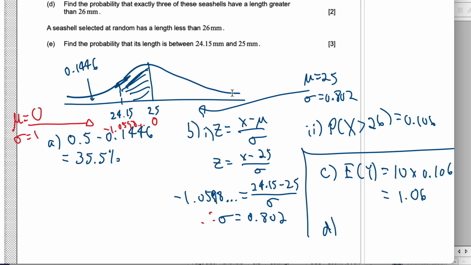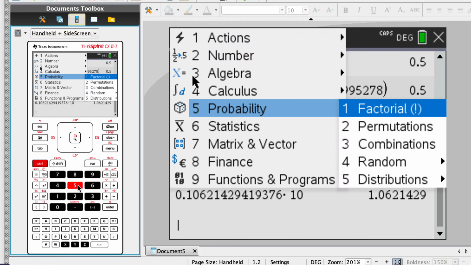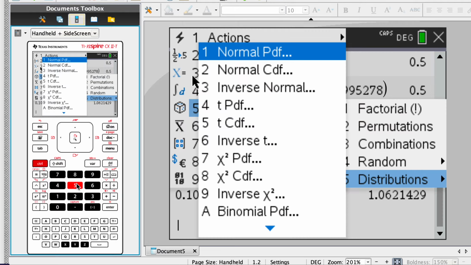Okay, it's a binomial distribution with Y, and the percentage is 10.6, so 10.6% is how I'll write that. Okay, so we just need to go here. Let's go to menu, probability, distributions, and we're going to go to A.